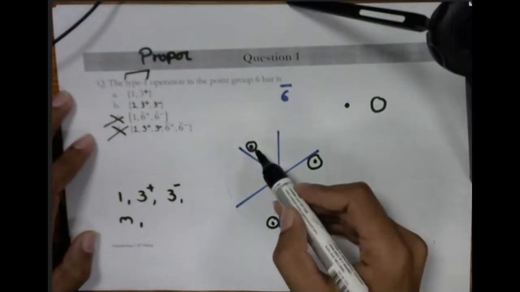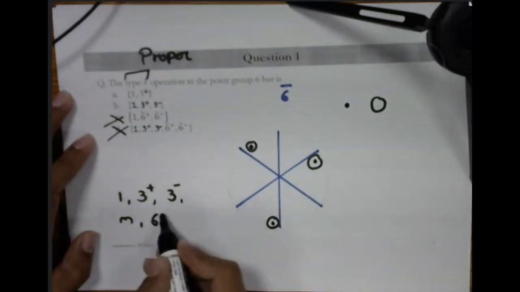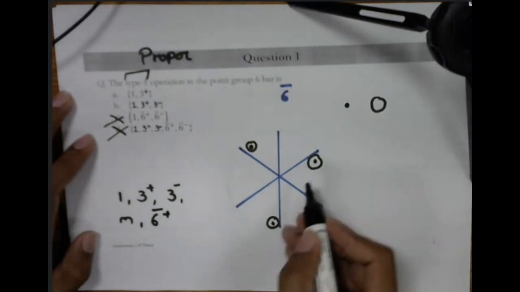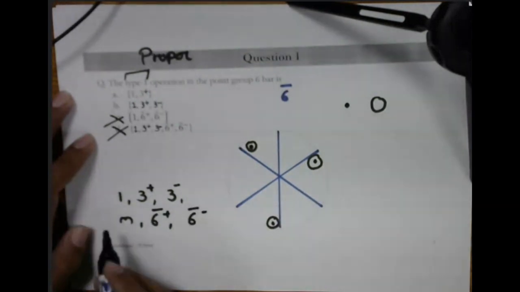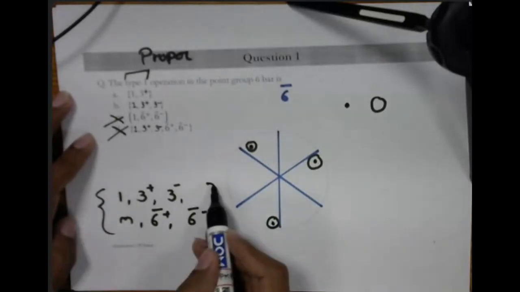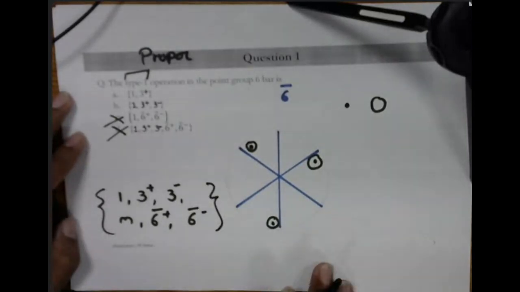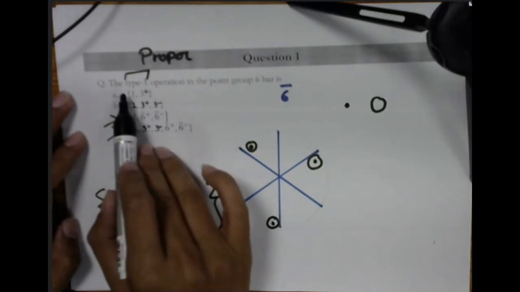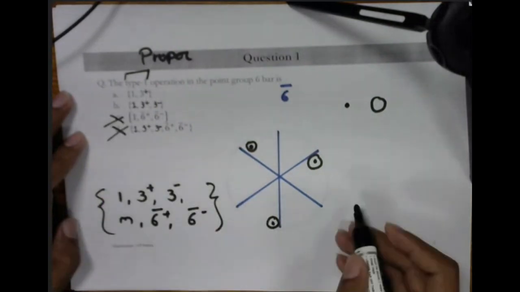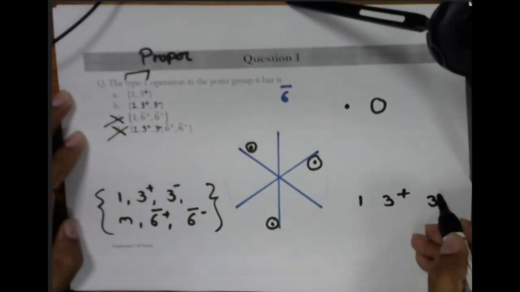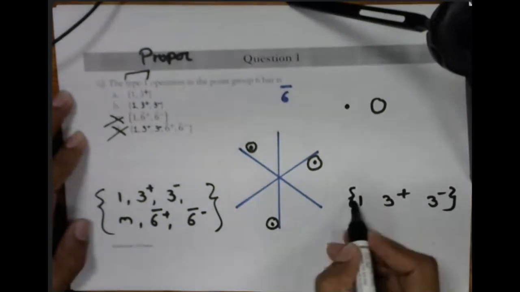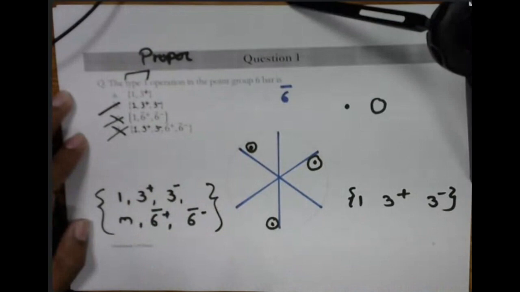Then we have to invert it. That is 6 plus bar. In a similar manner, one can get another point at 6 minus bar. So these are the set of symmetry operations. But they are only asking for type 1. Type 1 includes 1, 3 plus and 3 minus. So that is option 2. Option B is a correct option. Also option 1 itself is a correct option.